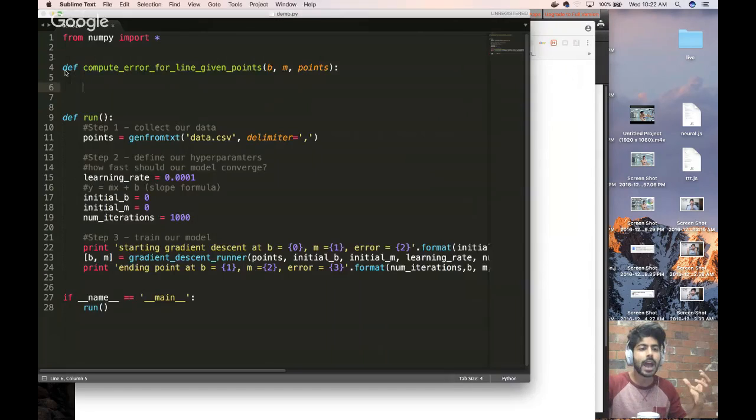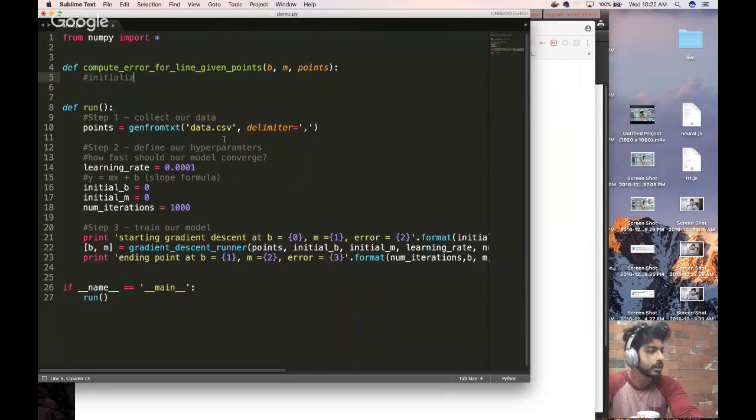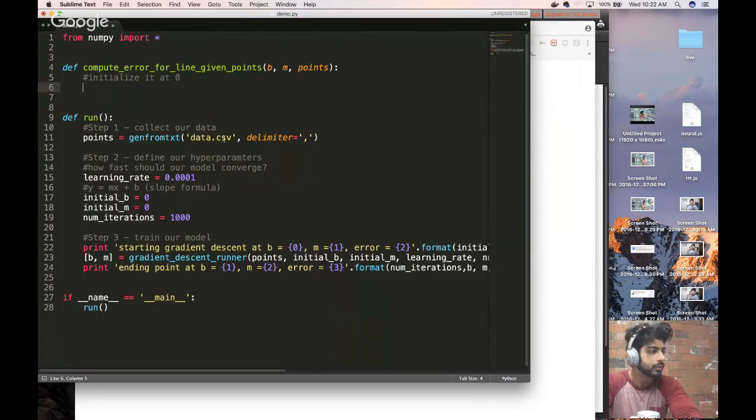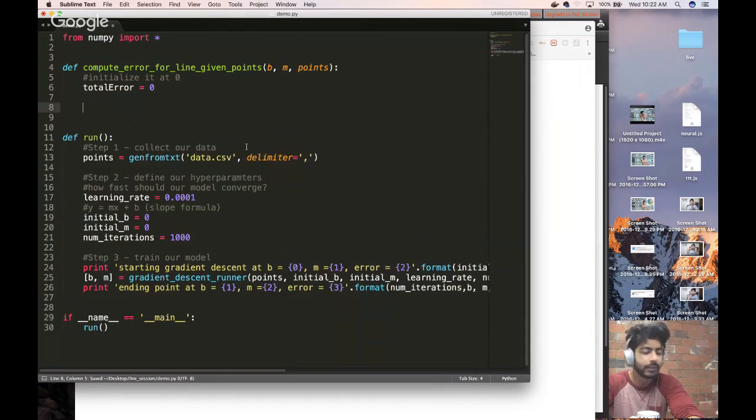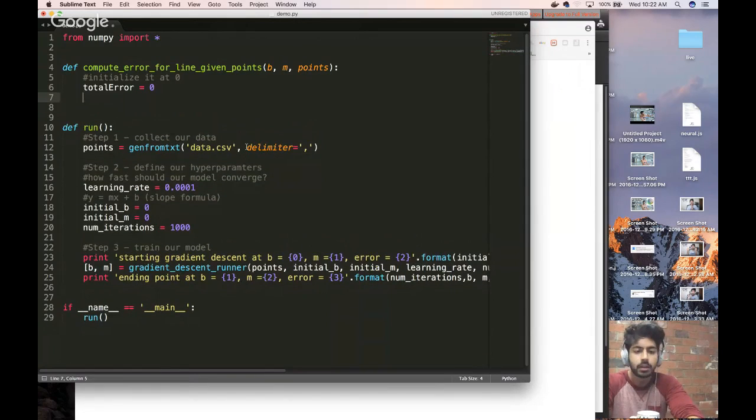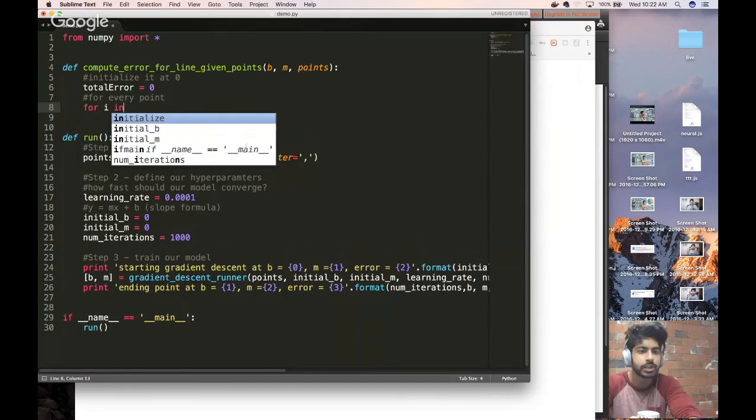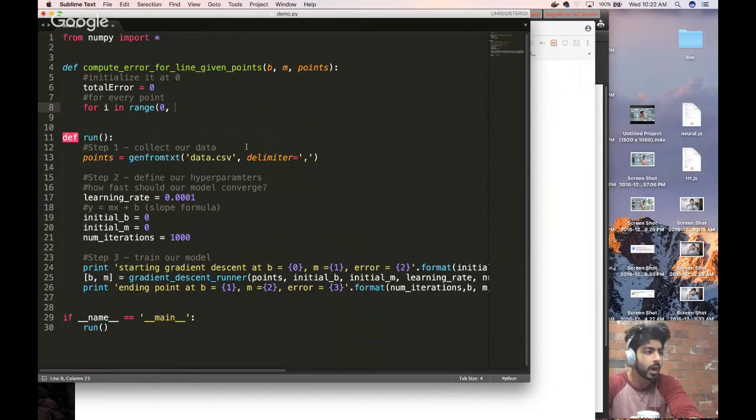Now let's programmatically write this out. We're going to start off by initializing the error at 0. Our total error at the start is just going to be 0, because we don't have an error yet. Then for every point, for i in range, starting at 0 and going for the length of the points, so all of our data points.